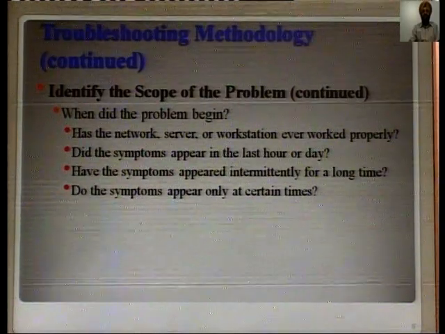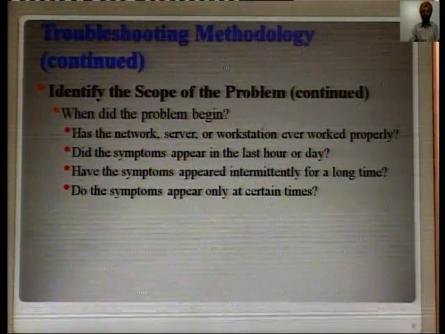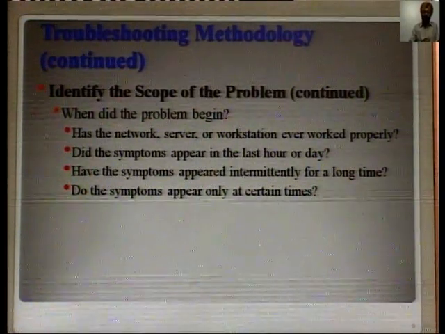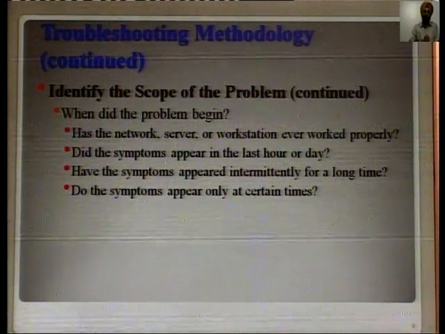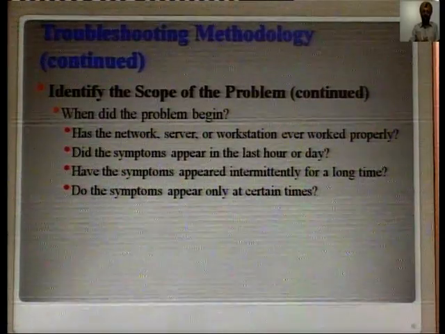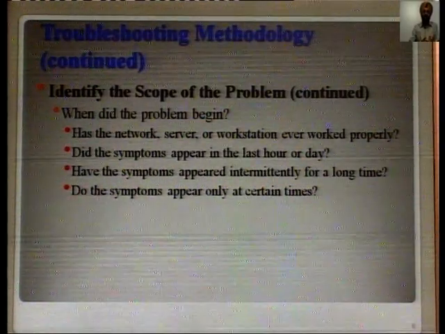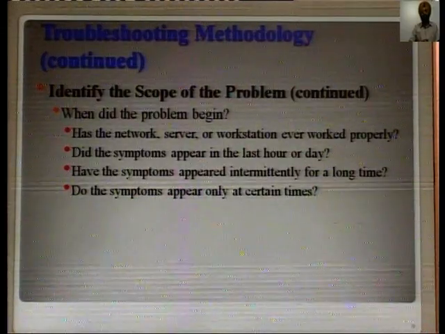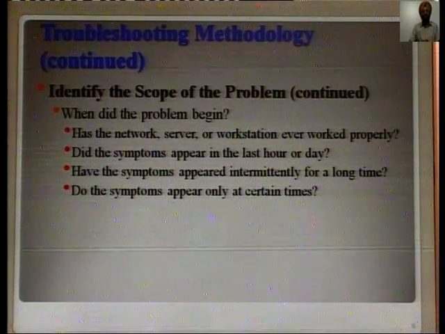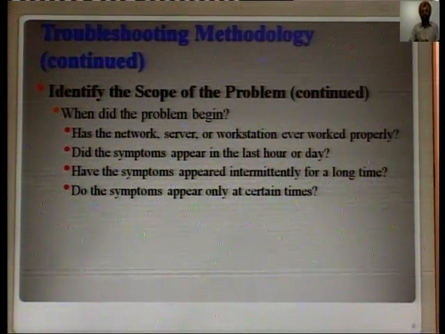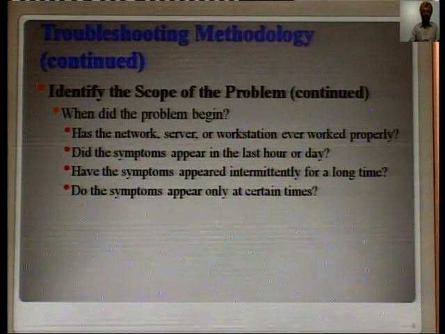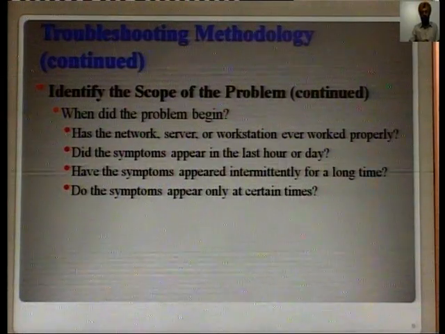Did the symptoms appear in the last hour or a day? So what new things have taken place? What were those things that were new to the system, and probably must have caused that kind of failure in the system? So we must go back to the history of events to ascertain what kind of things must have brought the system to that level. Have the symptoms appeared intermittently or for a long time, or is there a history of getting those kinds of warning messages?